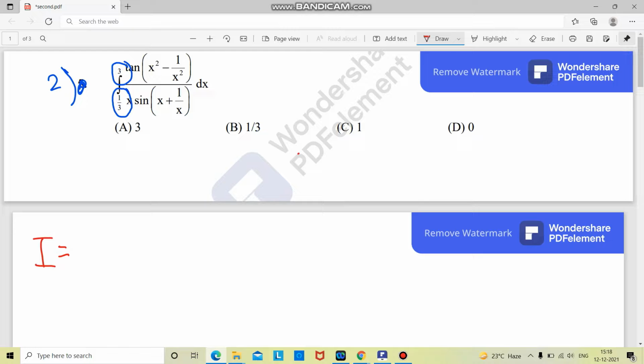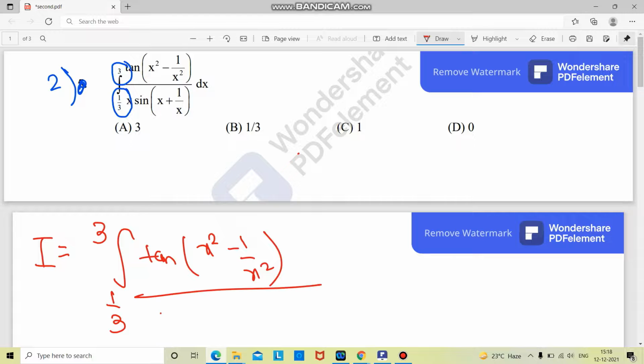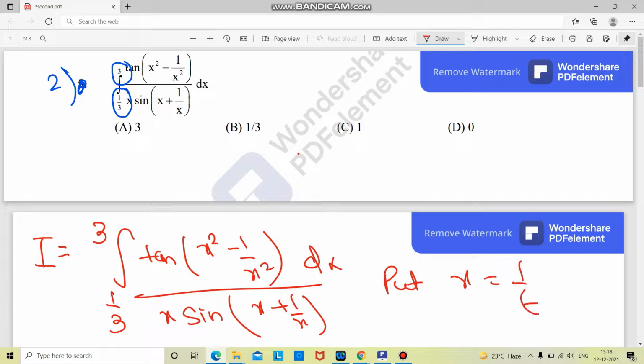Let's see. In this question, there is an integration from 1 by 3 to 3 of tan of (x square minus 1 by x square) by (x sine x plus 1 by x) dx. We will put x is 1 by t. We will differentiate it. dx is minus 1 by t square dt.